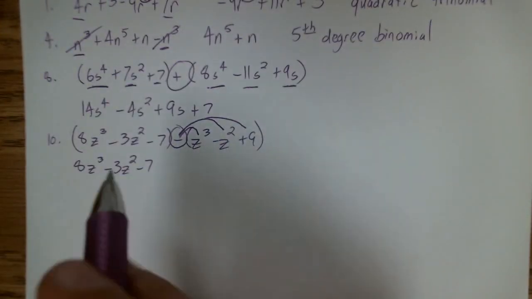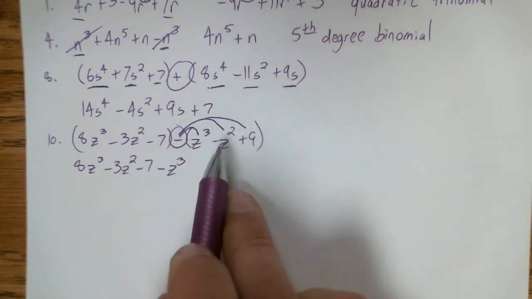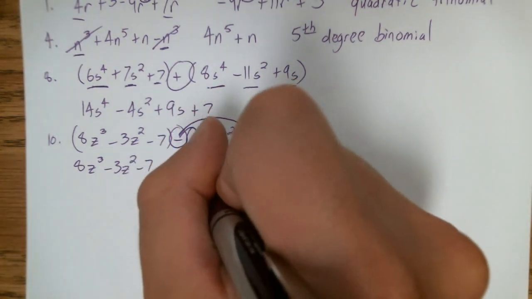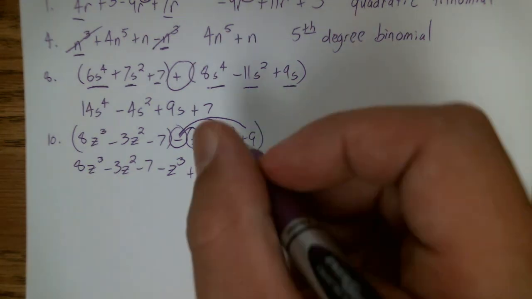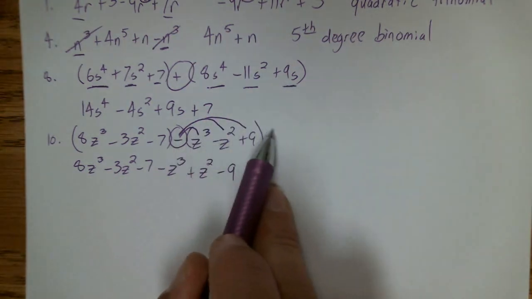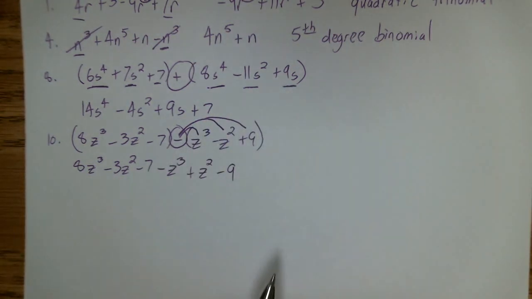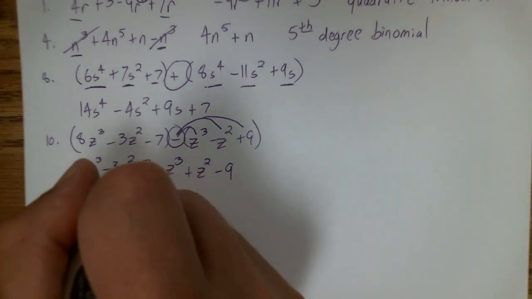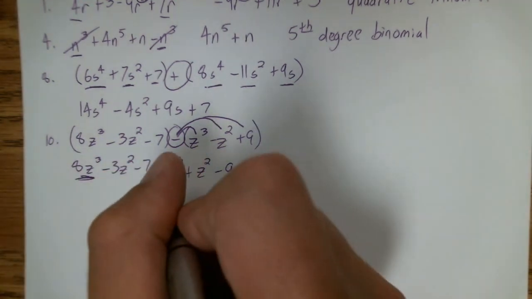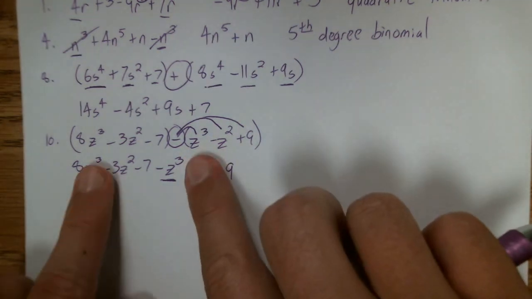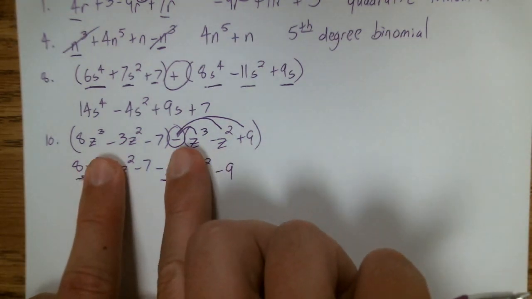So that positive z to the 3rd will become a negative z to the 3rd. This negative z squared would become a positive z squared. And then this 9 will become a negative 9. I've just distributed the negative to all three of these terms. Now I'm back to combining like terms. Okay, I've got 8z cubed and a minus z cubed. Okay, so once again, my brain is just looking at the coefficients.